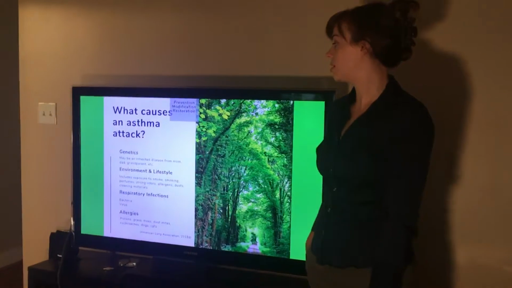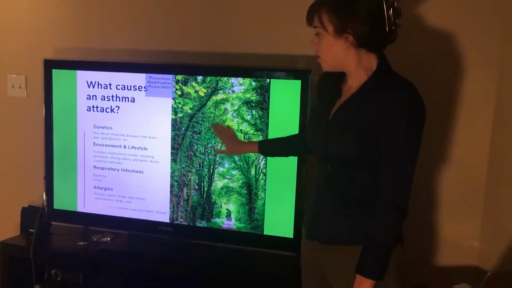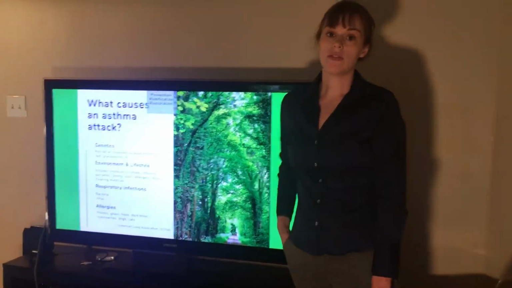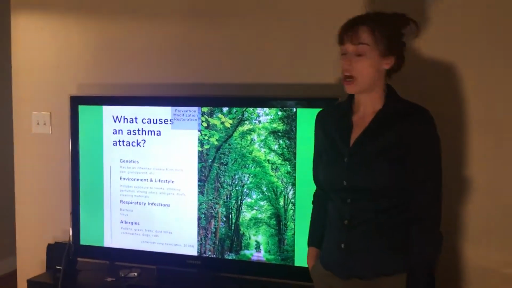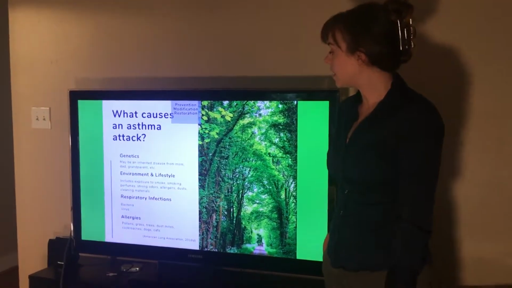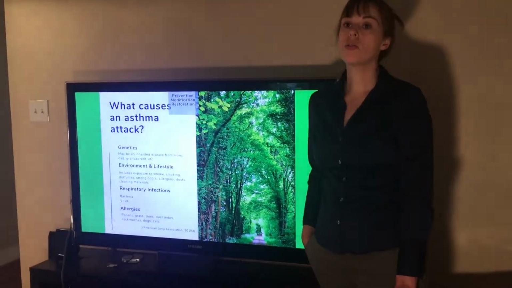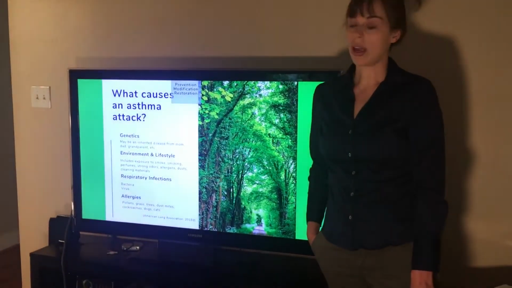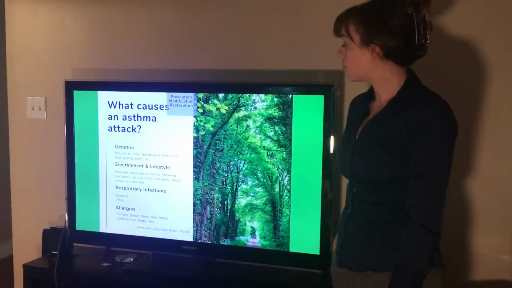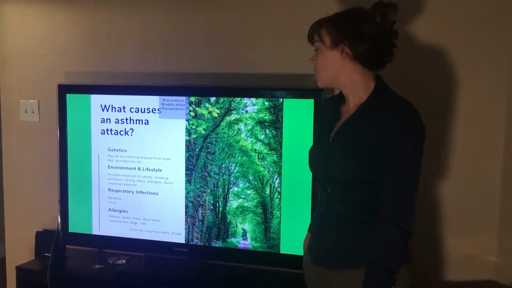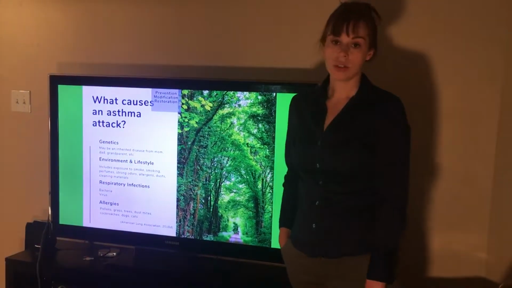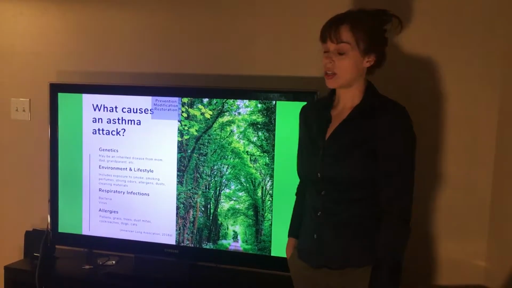And here, what causes an asthma attack? Sometimes it can be genetics. If a parent or grandparent has asthma, then it might be transferred to the child. Environment and lifestyle, it includes exposure to smoke. That could be cigarette smoke or campfire smoke, perfumes, strong odors, allergens, dusts, cleaning materials, all sorts of air allergens, environmental allergens can affect asthma.